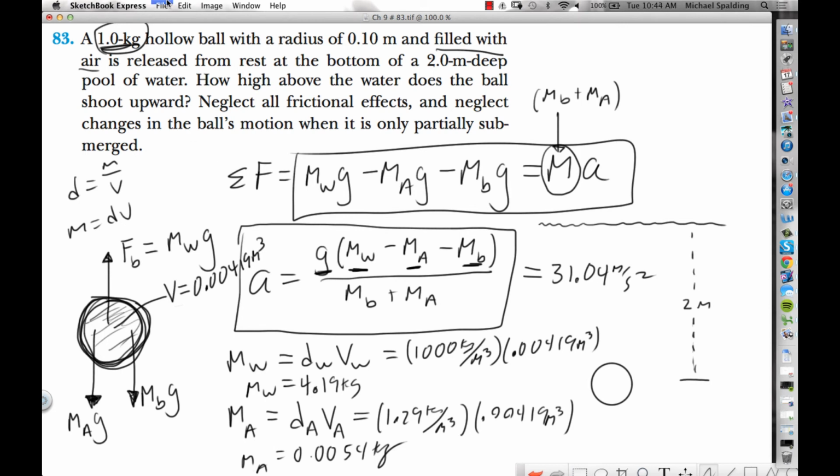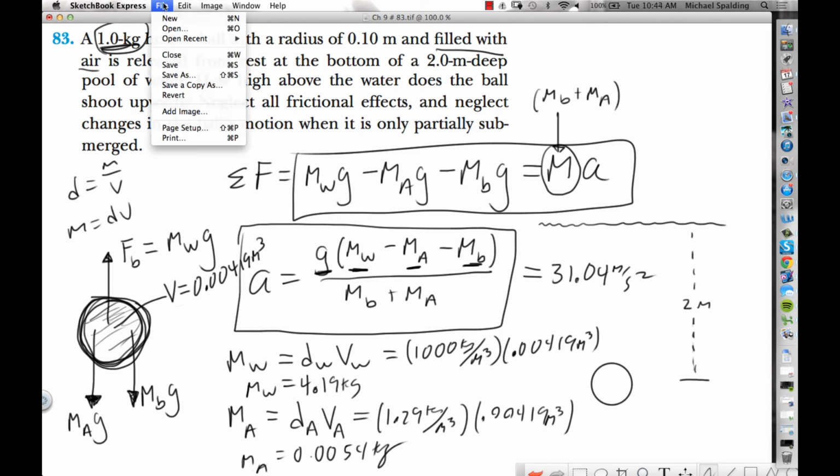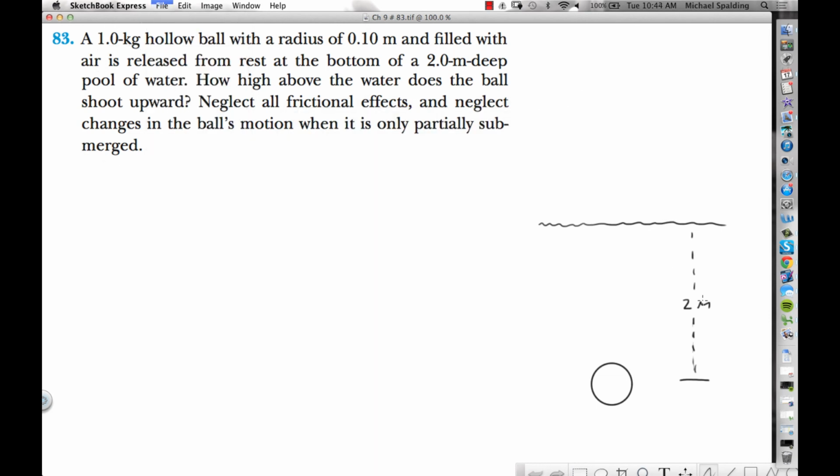The rest of this problem is kinematics. Okay, so can I clean this up? The ball starts here. V initial is 0. As the ball moves to the surface, the acceleration is positive 31.04 meters per second squared, and the distance it travels is 2 meters. So when the ball reaches the surface, we can find the velocity.